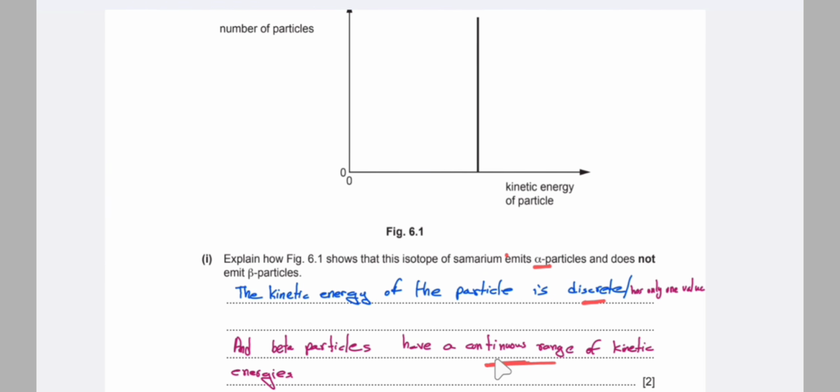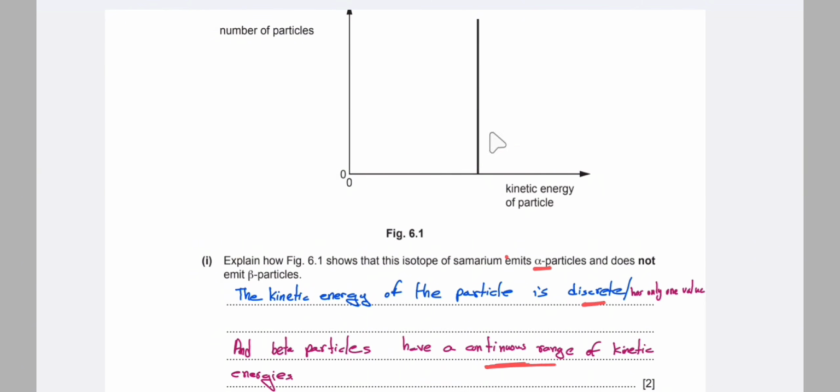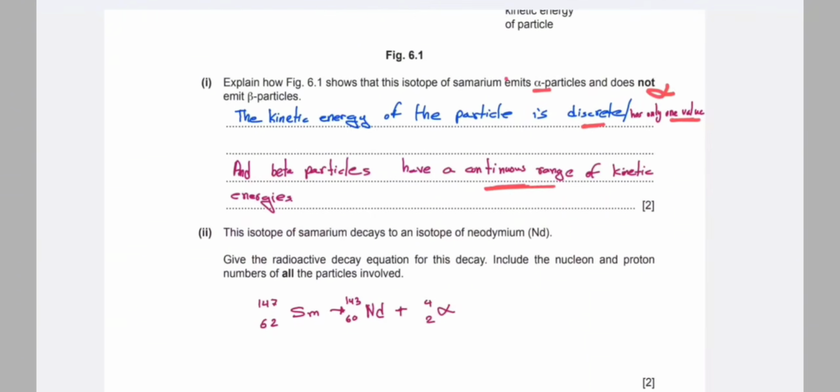For beta emission, the particles have a continuous range of energy. That is, some particles may have big energy, then small, then big, then small, like this. But for alpha particles, they have a discrete amount of energy, the same amount of energy. So the kinetic energy of the particle is discrete, or has only one value. Therefore, we can say that the emission is an alpha particle. Beta particles have a continuous range of energy, but alpha particles have a discrete amount of energy.